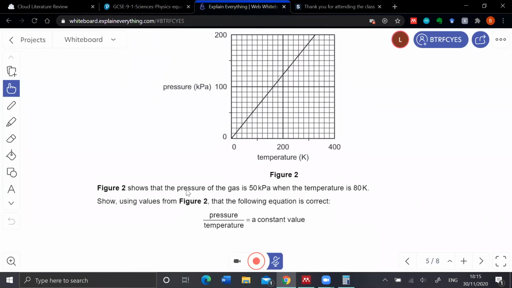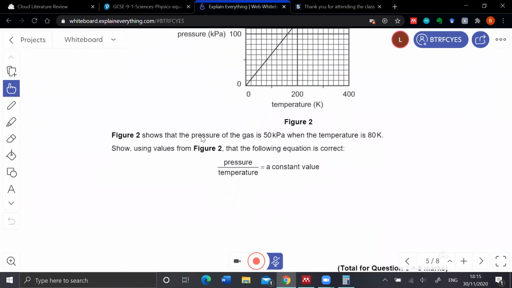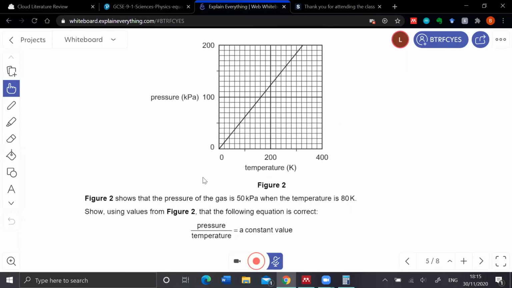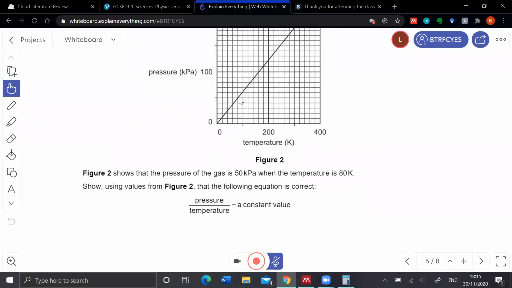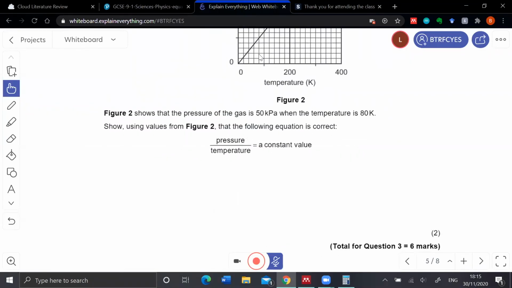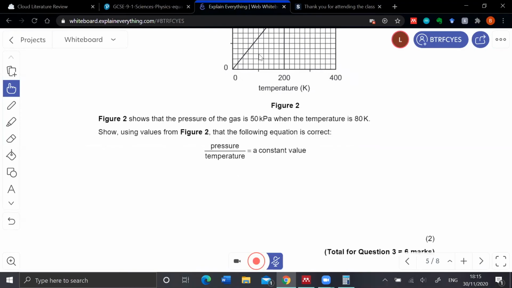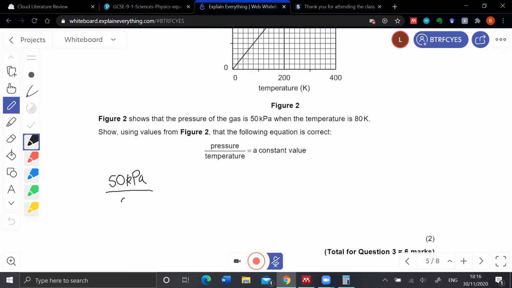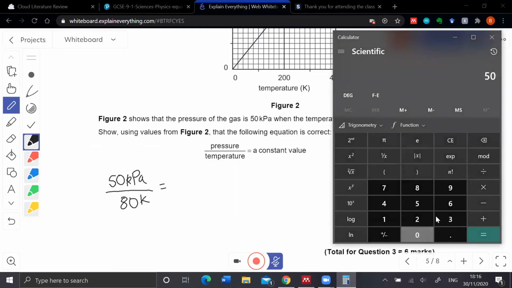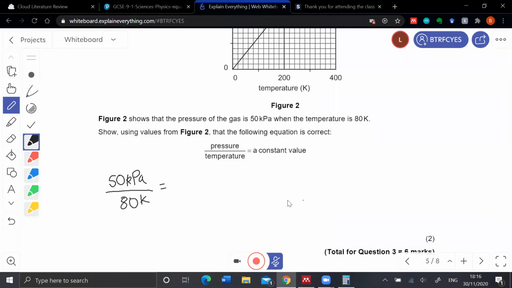So what you need to do is pick a different point. We've already got a point here: 50 kilopascals, temperature 80 Kelvin. What do we get from that? We keep the units the same, we don't have to convert anything. 50 divided by 80 is 0.625.